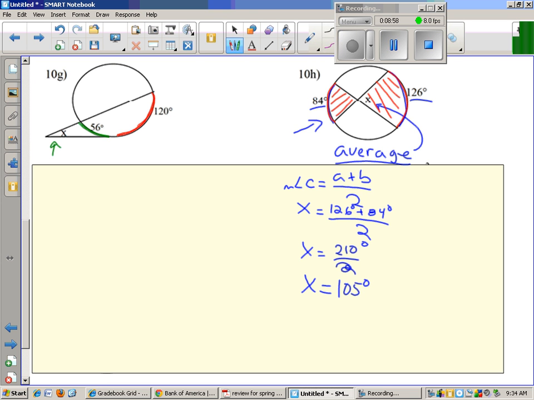Yes, ma'am. I will not give you the formulas on the semester test. I don't believe these are on the geometry end of course formula sheet, which is the only formula sheet we use on the semester test. It's the standard one that we're going to use, but these are not on there. So you're going to have to know.